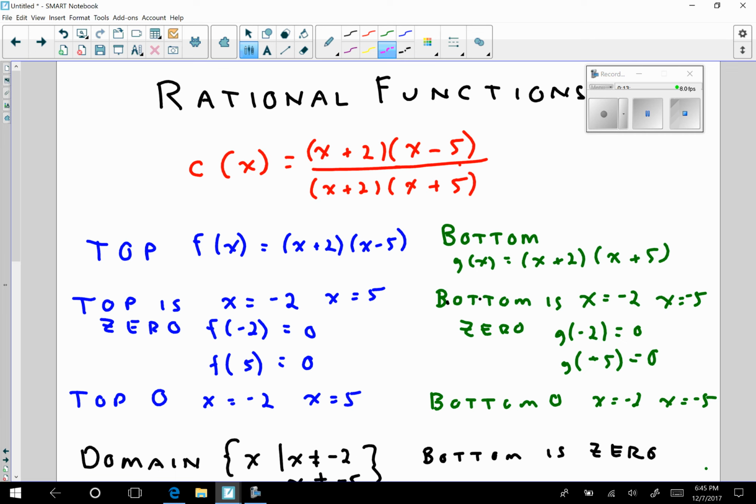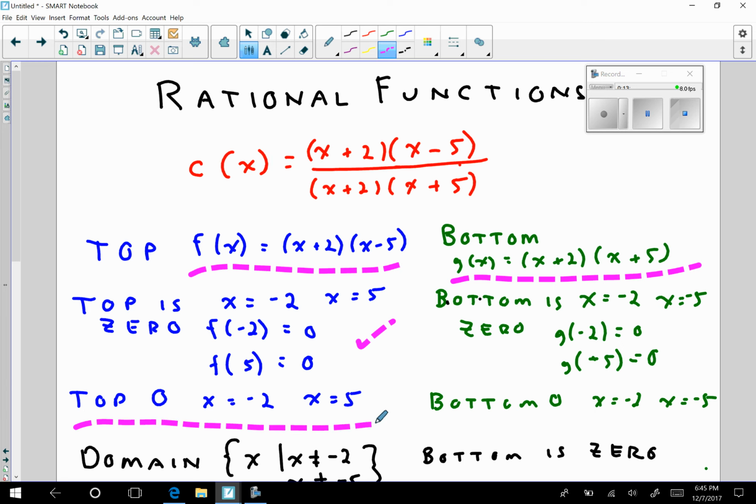Okay, I'm back. Let's look at the top, f of x. Let's look at the bottom, g of x. And I see it's fairly straightforward that the top is 0 when x is negative 2, and when x is equal to 5. This is the powerful information that I'm going to use. The top is 0 at x equals negative 2 and at x equals 5.